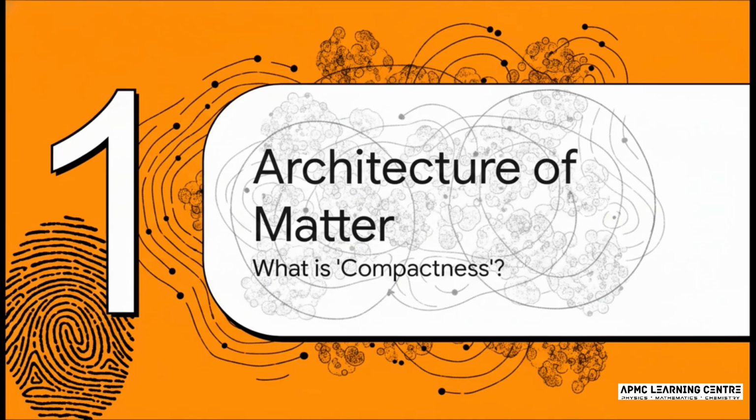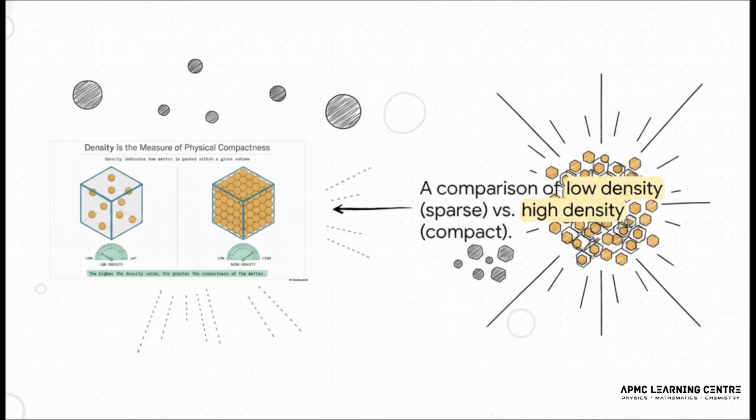So, what is compactness? At its core, density is really just a measure of physical compactness. It tells us how much stuff, matter, is packed into a given space. Just look at the two cubes here. The one on the left, its particles are all spread out, so it has a low density. But the one on the right is just crammed full, making it super high density.